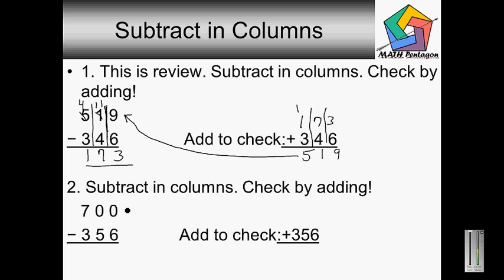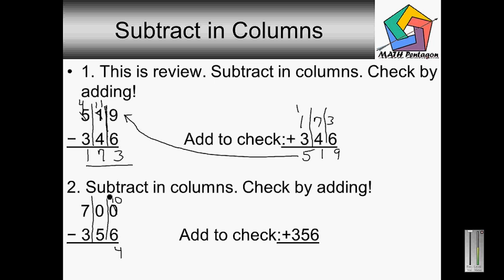Okay, let's go to our next example. We have subtract by adding. So we have 700 minus 356. We look at each column one by one. So we borrow from 0 and make it 10 minus 6 is 4.